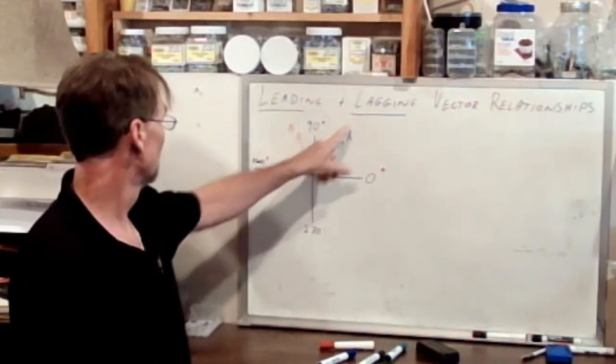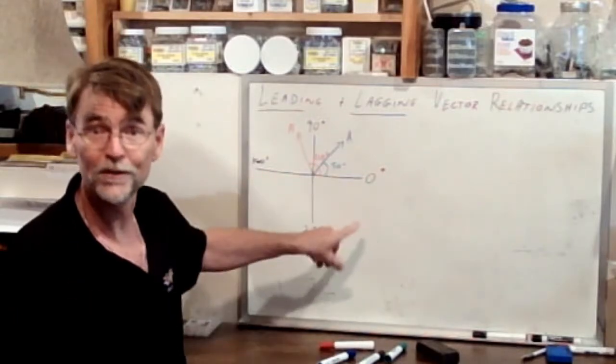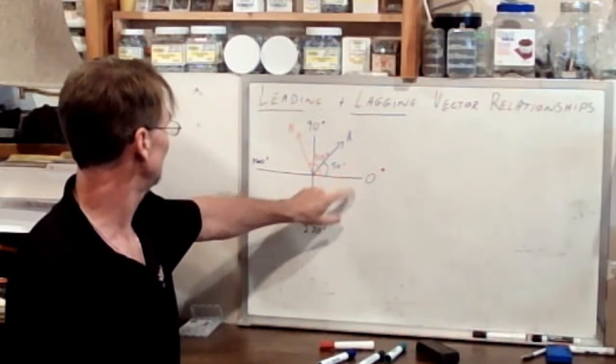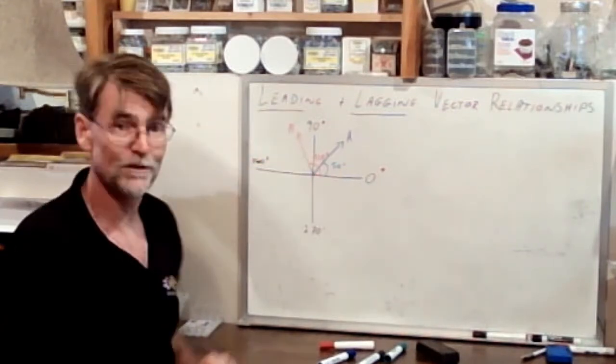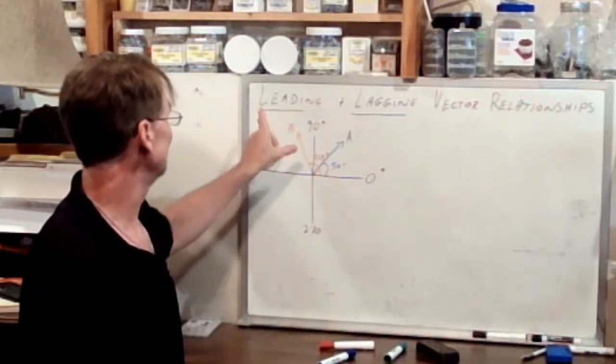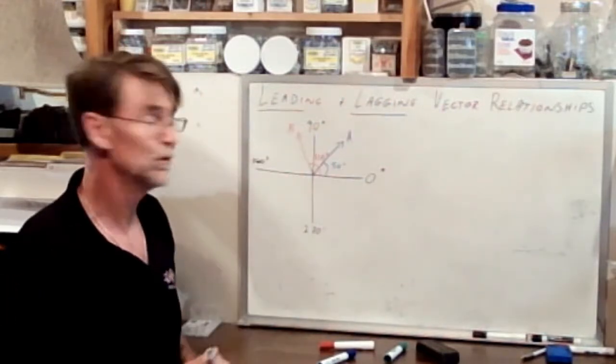We've plotted them. We don't know the magnitude. That's okay. We're not too concerned about it. It's the direction we're interested in. Vector A is at 50 degrees. Vector B is at 110 degrees. We can now make statements about the leading and lagging relationships between these two vectors.